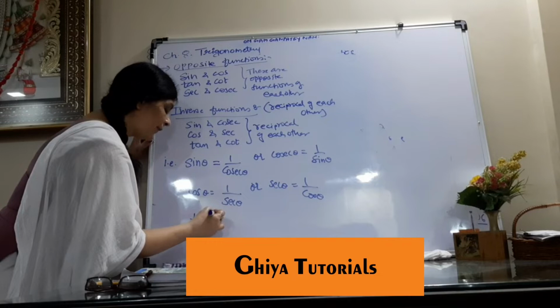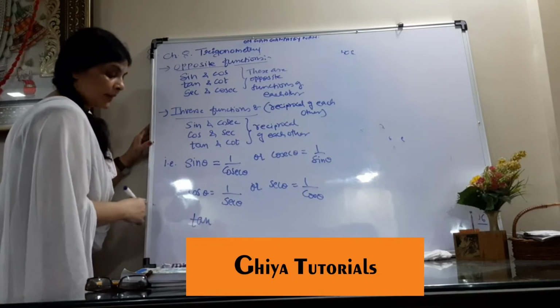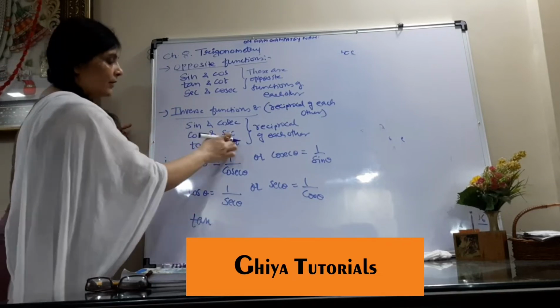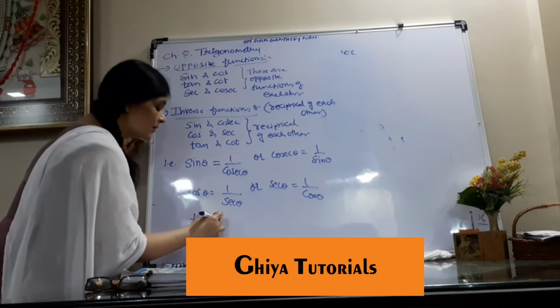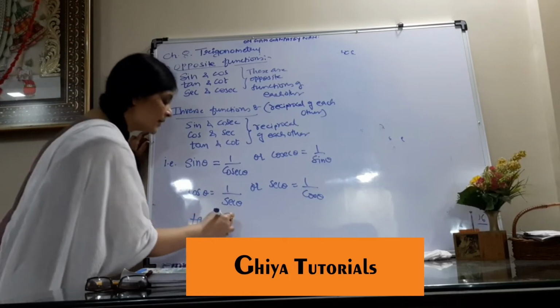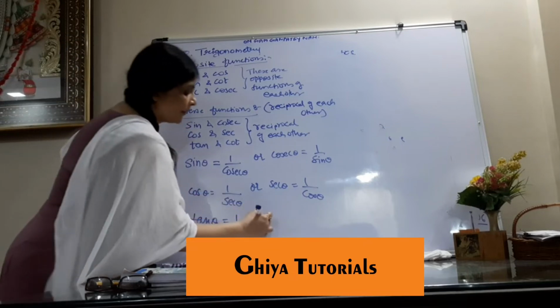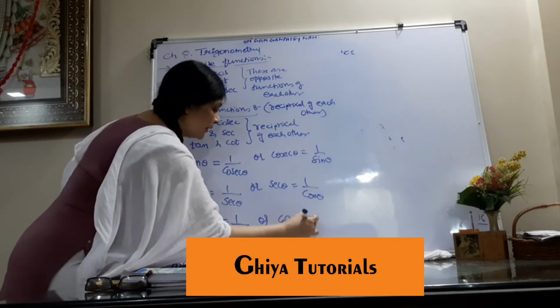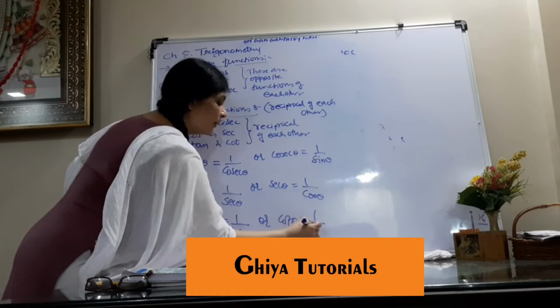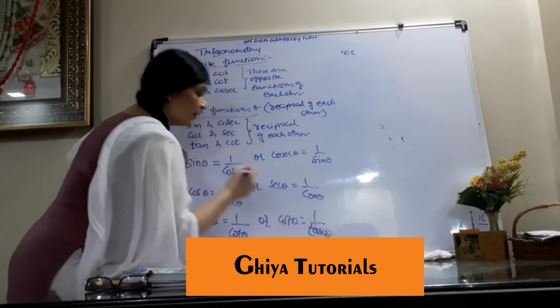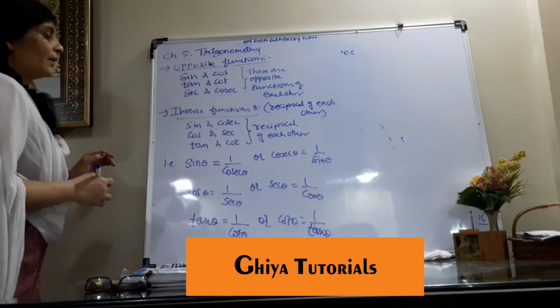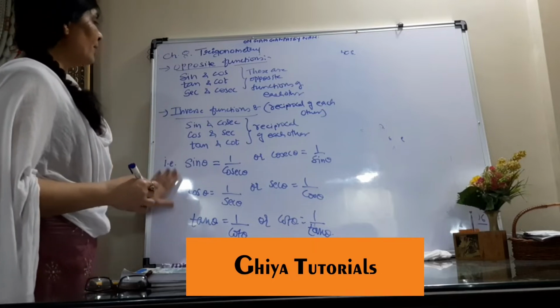Suppose tan function is given. So you remember tan and cot are inverse. So suppose angle is theta. So we can say tan theta equals to 1 upon cot theta, or cot theta equals to 1 upon tan theta. So again, these are very important formulae. You have to remember this.